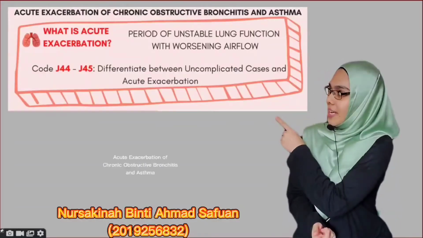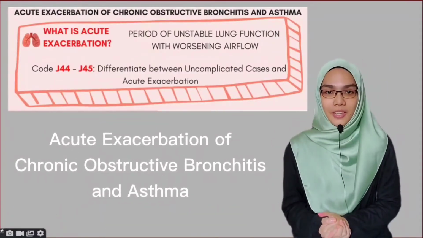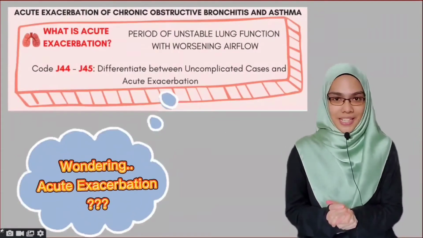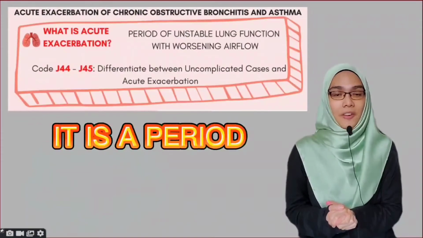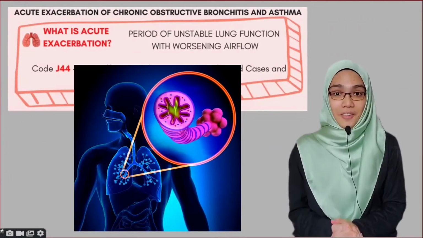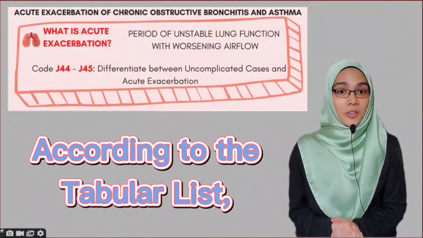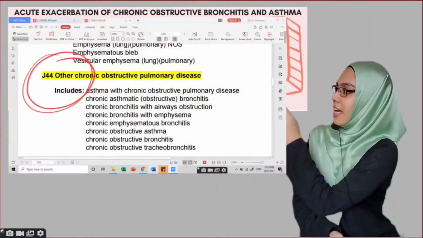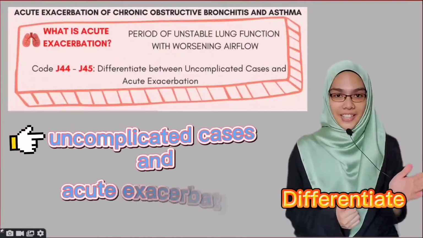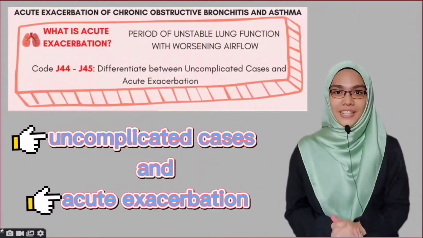Now, acute exacerbation of chronic obstructive bronchitis and asthma. What is acute exacerbation? Well, it is a period of unstable lung function with worsening airflow. Therefore, according to the tabular, code categories J44 and J45 differentiate between uncomplicated cases and acute exacerbation.